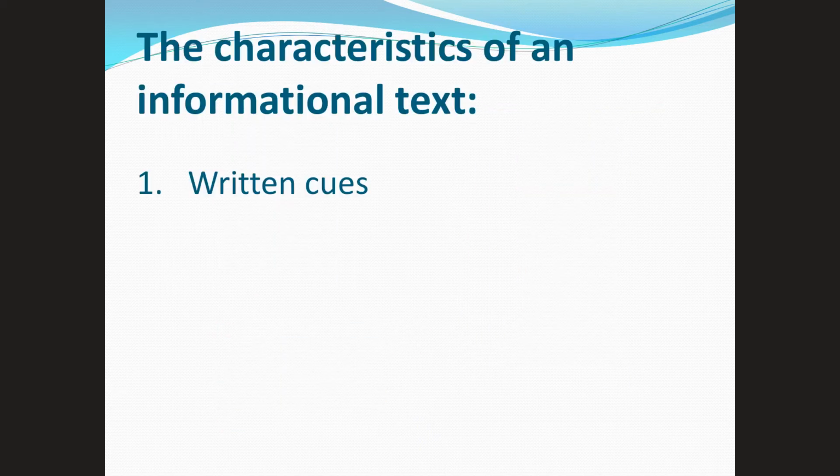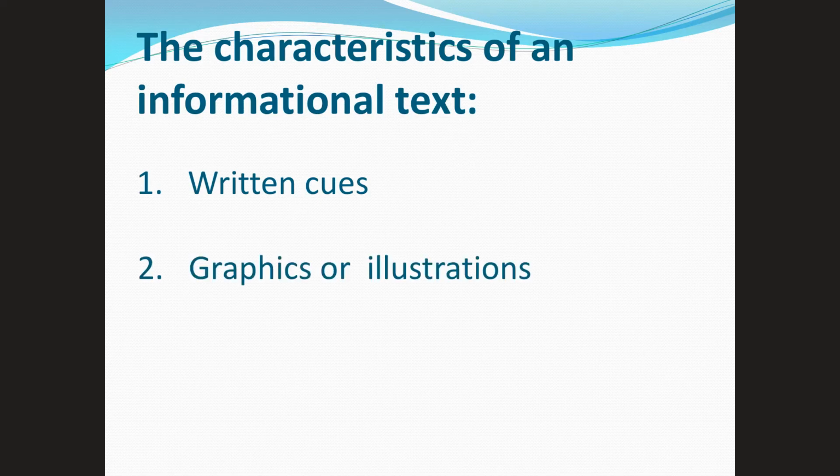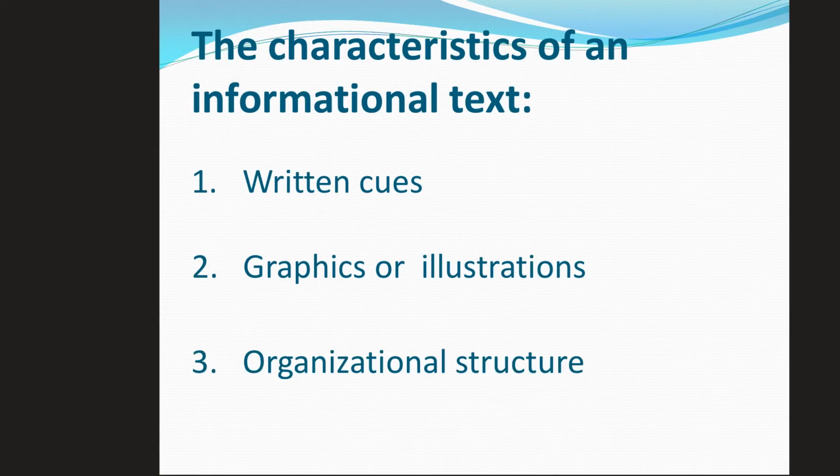An informational text contains a number of aids that make it easier for readers to follow along and get the information they need. First, written cues. In addition, graphics or illustrations. And organizational structure. In this video, we will only talk about the first two features, and we will look at the last one in another video.